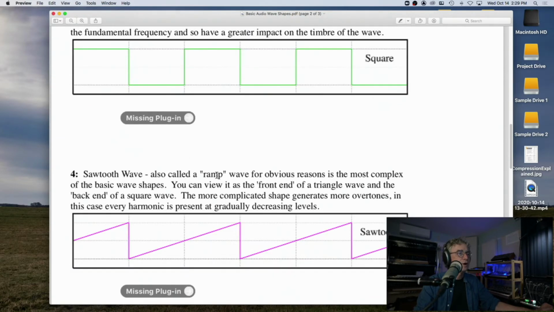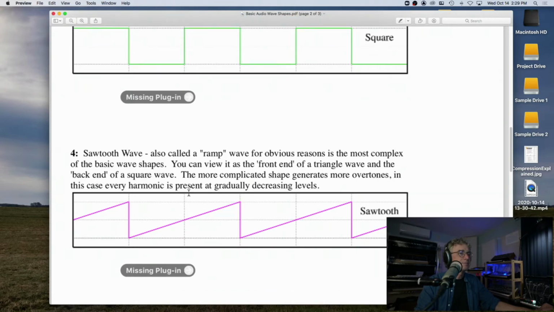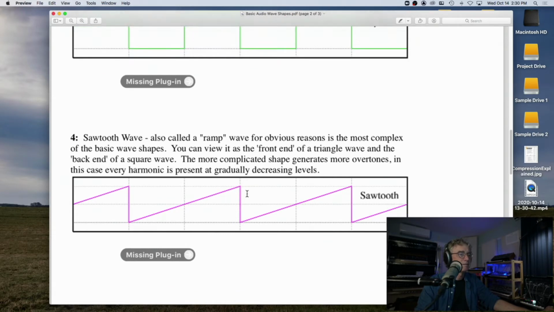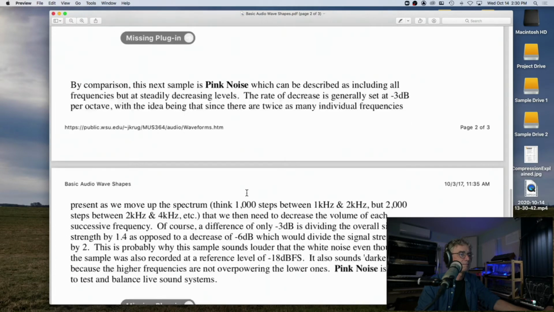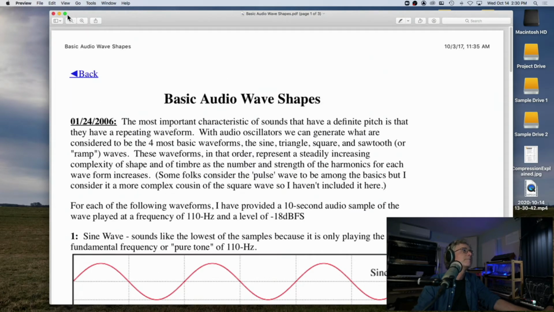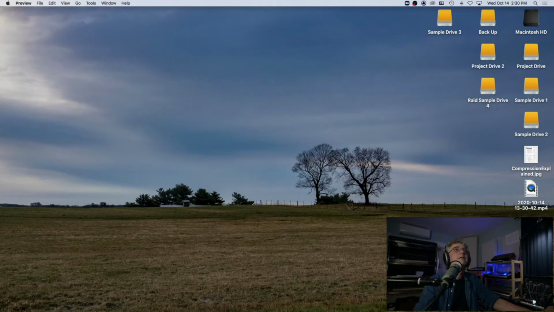And then sawtooth, which is called ramp because it looks like a ramp, right, is the most complex. Every harmonic is present at gradually decreasing levels. That means the higher you get, the softer the harmonic. And then one cycle would be, let's say, from here to here, or from here to here. All right, keep that in mind.